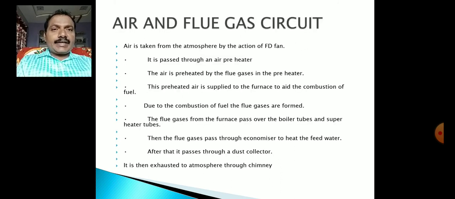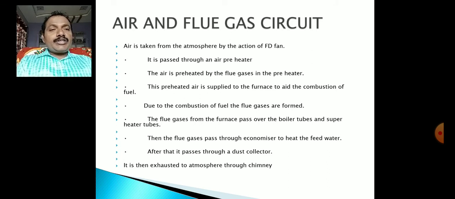The second circuit is the air and flue gas circuit. In this, I have already mentioned the path of the circuit in the two diagrams. Air is taken from the atmosphere by the action of the FD fan, that is the forced draft fan. So this will take the air from the environment, the atmosphere.